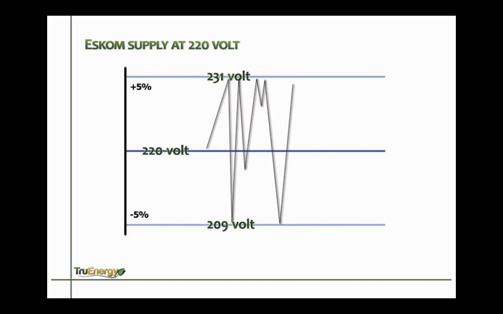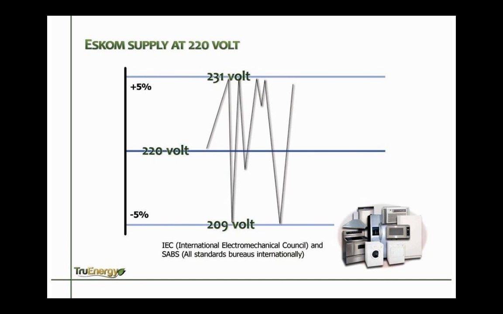It is logical that all consumer products must be able to work within this legal volt supply range. The IEC and SABS are the gatekeepers for all factories. They ensure that products manufactured can operate on 209 volt and 231 volt.